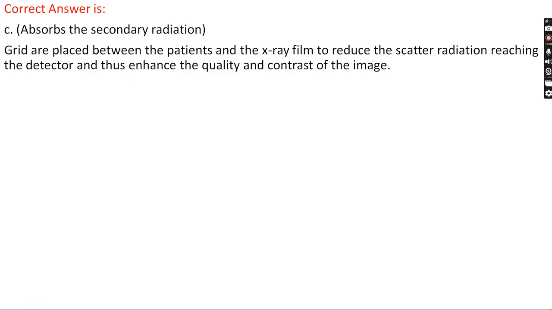Grids are placed between the patient and the X-ray film. In order to reduce the scattered radiation reaching the detector and thus enhance the quality and contrast of the image, grids are used.